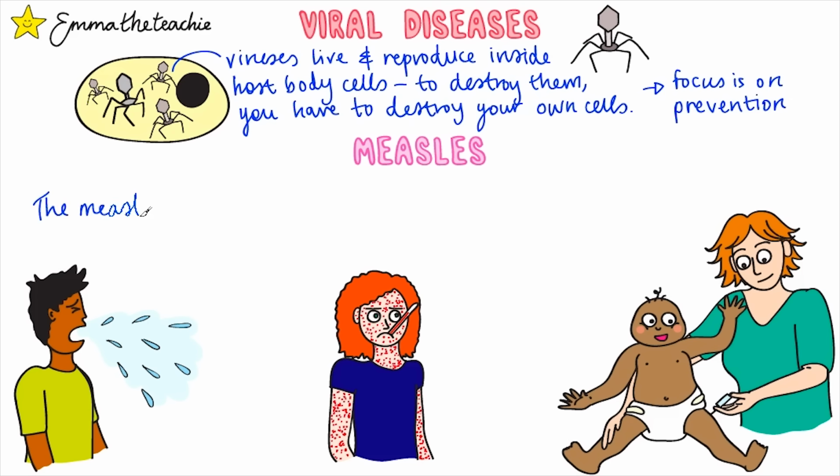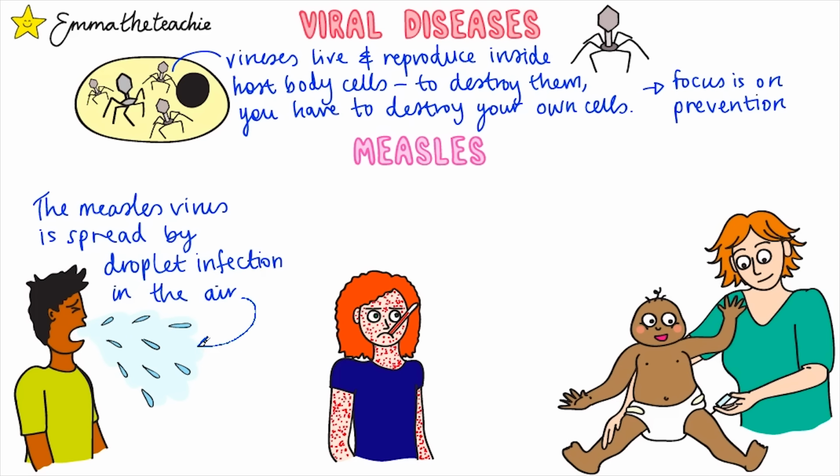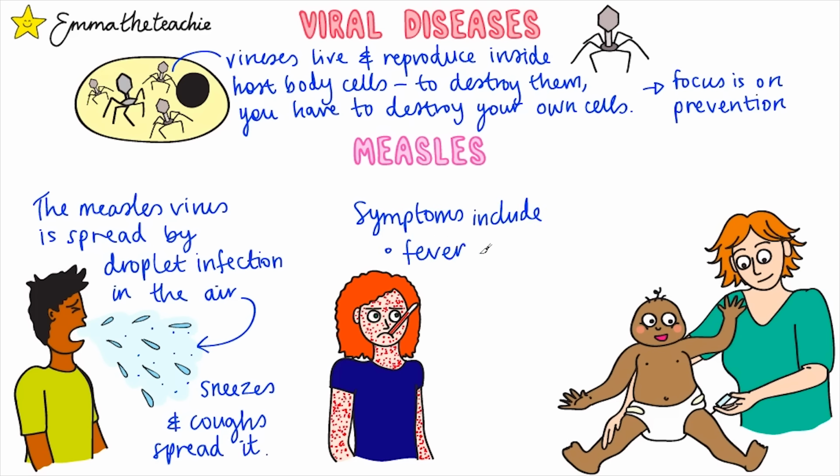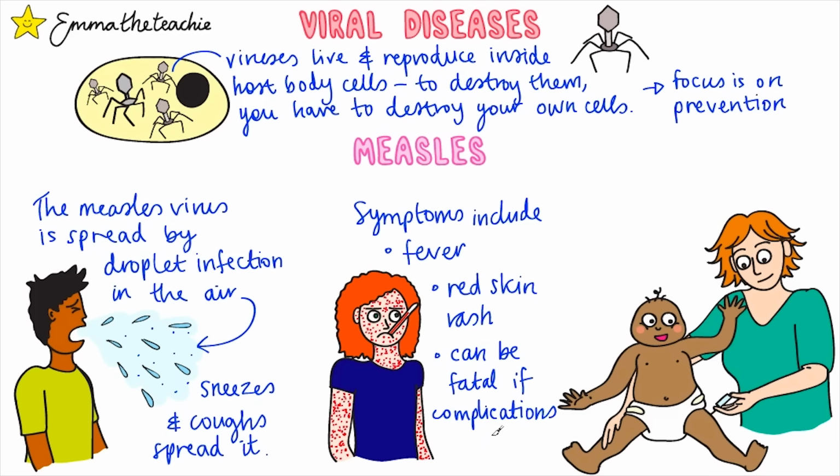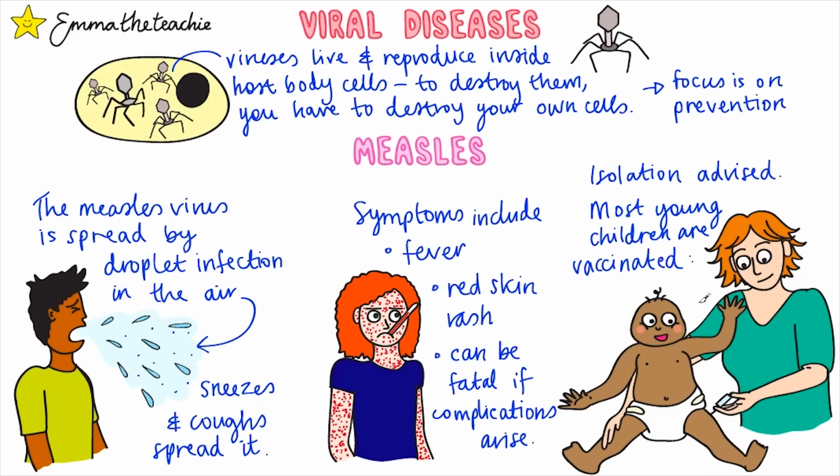First up is measles. The measles virus is spread by droplet infection in the air. This happens when an infected person sneezes or coughs, and another person inhales the virus. Symptoms of this disease include fever and a red skin rash that covers the whole body. It's a serious illness, and it can even be fatal if complications arise. Because of this, infected individuals are advised to be isolated, and most young children are vaccinated against measles.